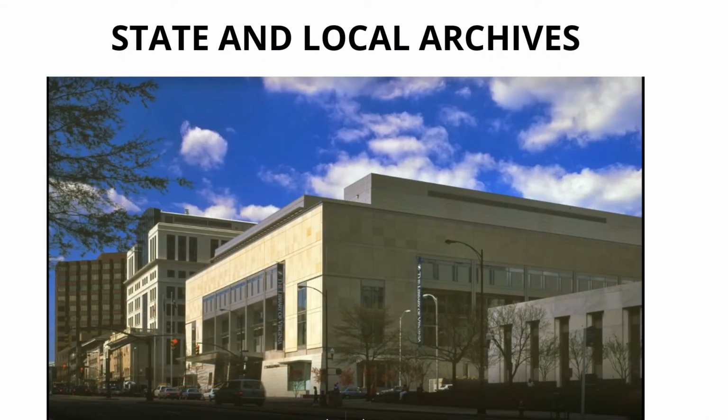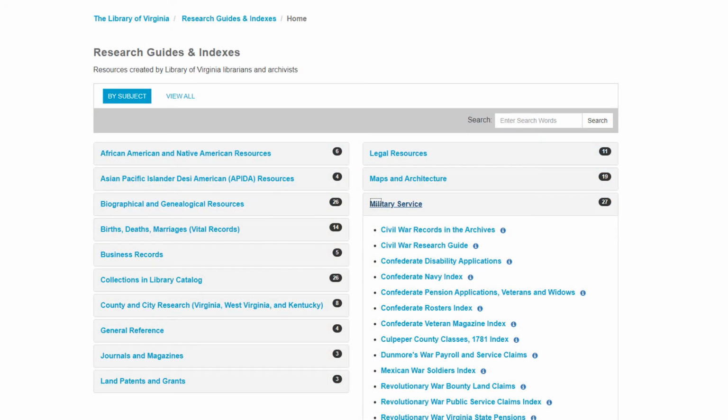Each of the American states and territories has a library or archive responsible for preserving the documents of its history. Here is the Library of Virginia in Richmond, which contains documents related to military events going back to Virginia's founding in 1607. The Library of Virginia's page of research guides and indexes describes its collection of military service records, most of which are not available elsewhere.